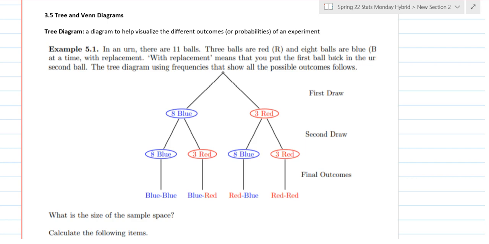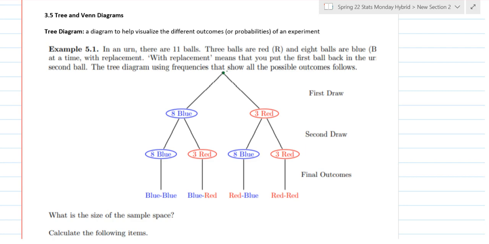So we have an urn, we could say just a bowl or anything that we're putting these in. So we have 11 total balls. There are 3 red balls, and there are 8 blue balls. So we could do R1, R2, R3, and then B1 through 8. We're going to draw 2 balls at a time with replacement.